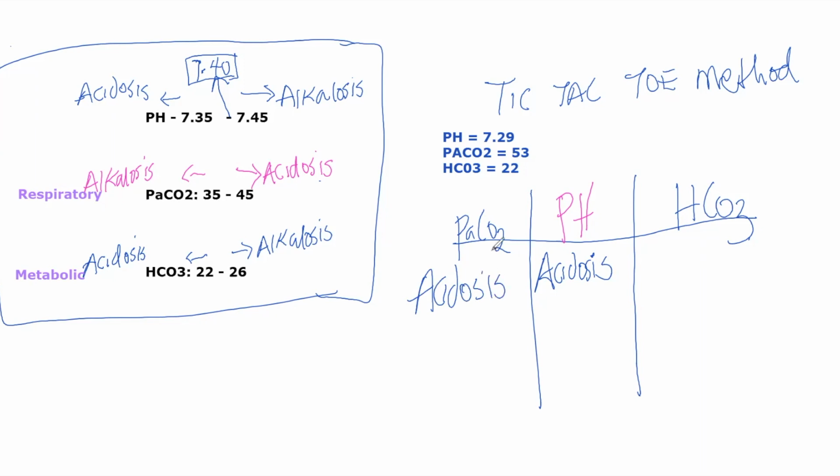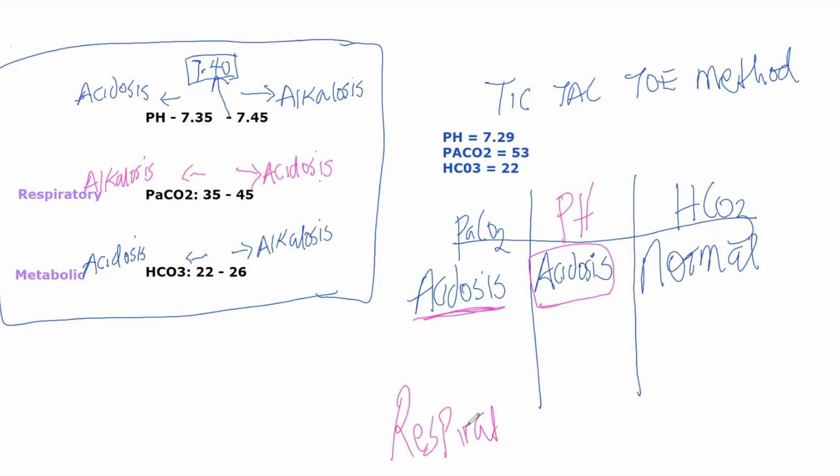The HCO3 on the other end is 22. Looking at our reference point, 22 to 26 is normal, so we write normal over here. Once again, you have to look at your pH. Which one matches my pH? My pH is acidosis, and of these two, the PaCO2, which is your respiratory, matches it. So this acid-base imbalance is a respiratory acidosis situation. You all don't mind my handwriting?